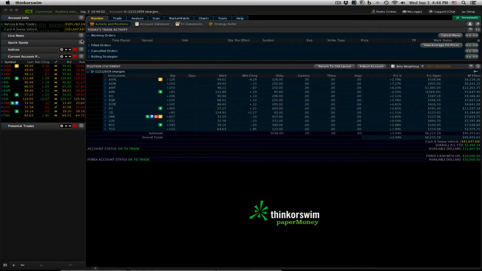You can also see at the top here the net liquidation, $105,263.54, and we are using $81,000 in margin. So again, this is one of the reasons we are not taking new trades, just because of the amount of margin we are using. Like I said, from the model portfolio, it's listed at about 70%.